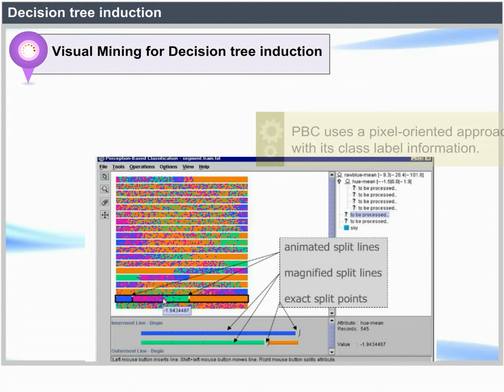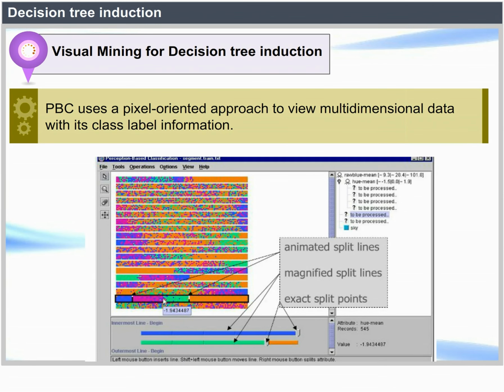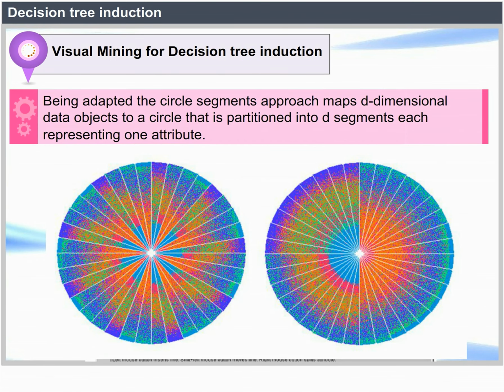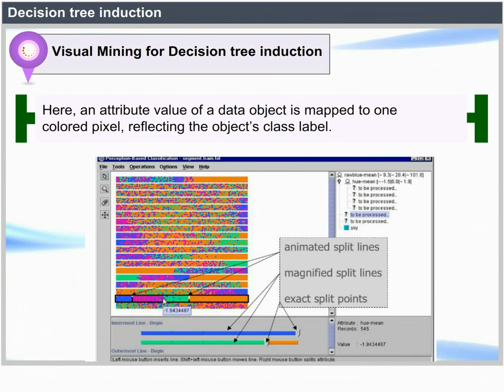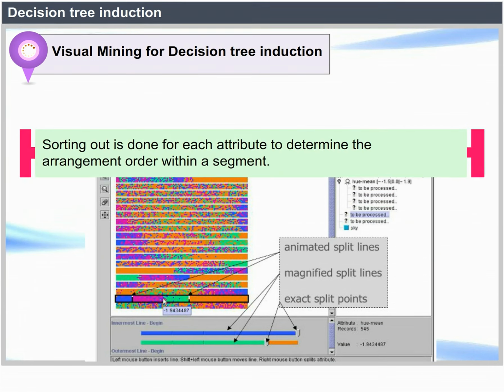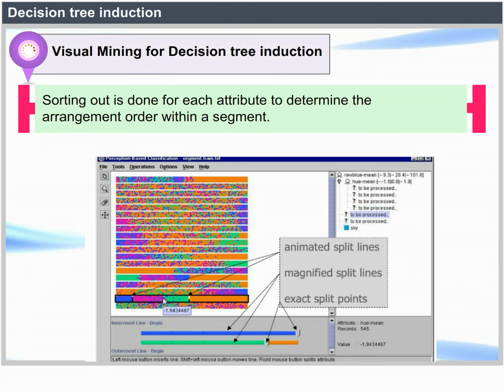PBC uses a pixel-oriented approach to view multidimensional data with its class label information. The circle segments approach is adapted, which maps D-dimensional data objects to a circle that is partitioned into D segments, each representing one attribute. Here, an attribute value of a data object is mapped to one colored pixel reflecting the object's class label. This mapping is done for each attribute value pair of each data object. Sorting is done for each attribute to determine the arrangement order within a segment.